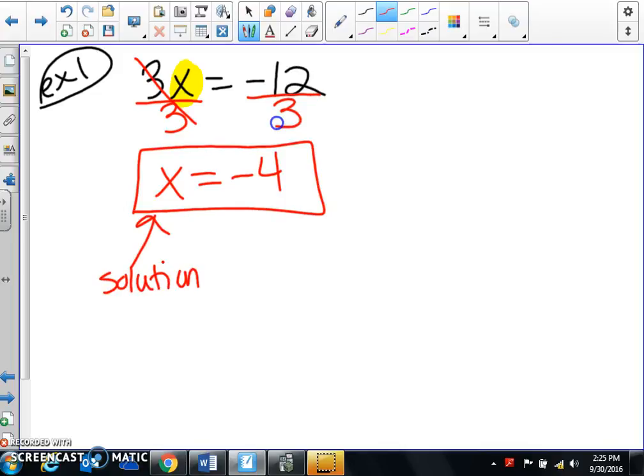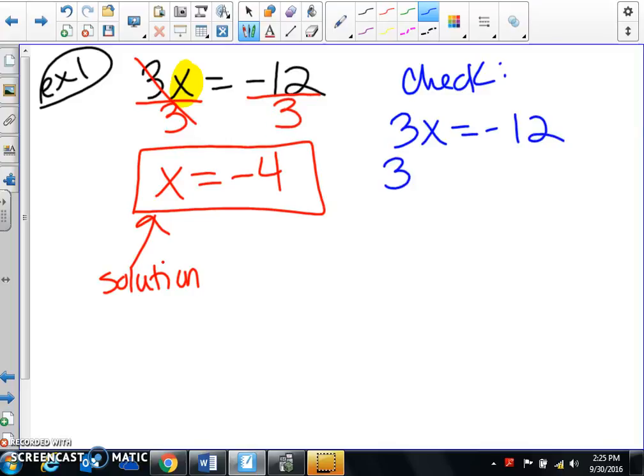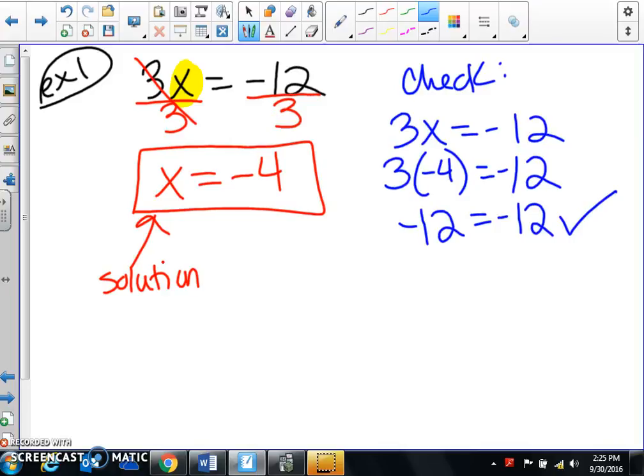Okay? Then I would like you to check step. This is another quiz, another test, another unit really, where you should be able to check every single answer. So I take the original equation, and I'm going to substitute in my value of negative 4. So my x supposedly is negative 4. 3 times negative 4 is negative 12. Does negative 12 always equal negative 12? Yes. So it checks out.